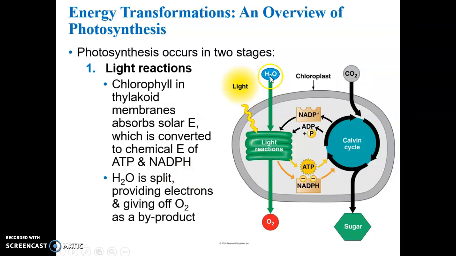Water is broken apart, split apart, to provide the electrons. And by the way, the hydrogens there, the protons. And then oxygen is given off as a byproduct. So that occurs in the first stage called the light reactions.